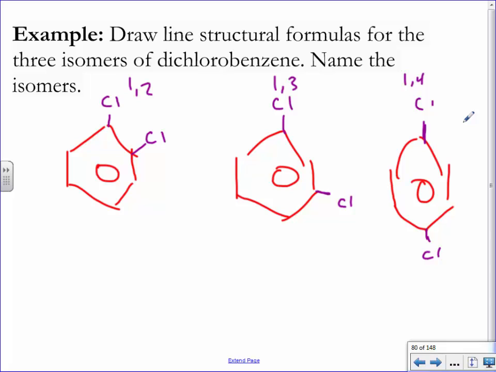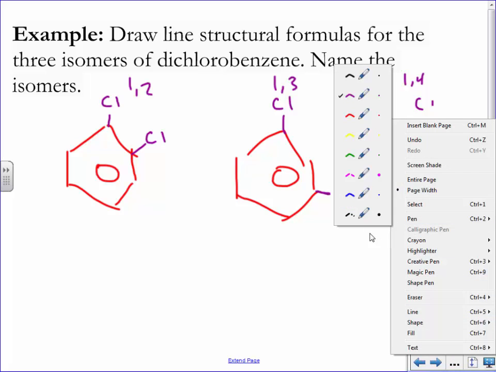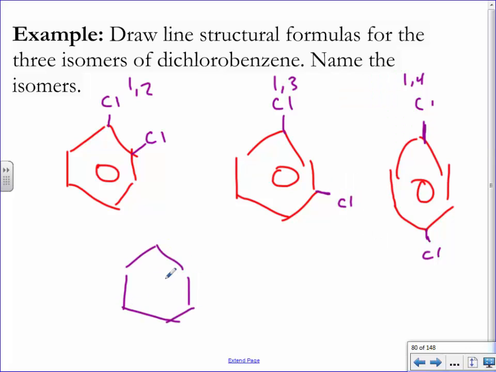Why can't I have a 1,5? Yeah, in a way, right? Let's say I tried to have a 1,5 dichlorobenzene. This is a really important moment. So here's the same thing. I want to go on the 1, 2, 3, 4, 5. So I put that over there. But isn't that the exact same thing as this one right here? Only flipped around? If you look at it from the other direction, it's the same molecule. So that's why there's only 3 isomers available here.